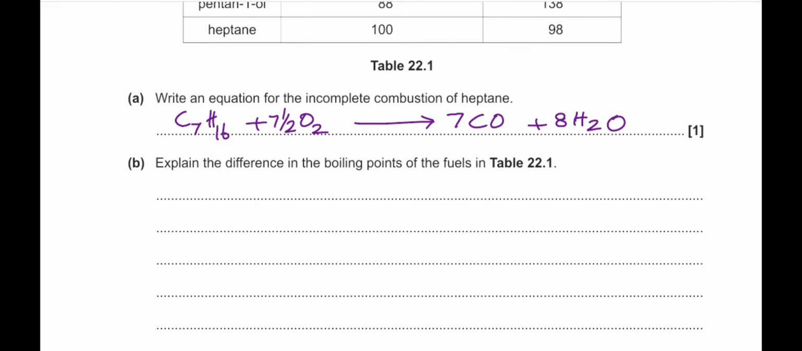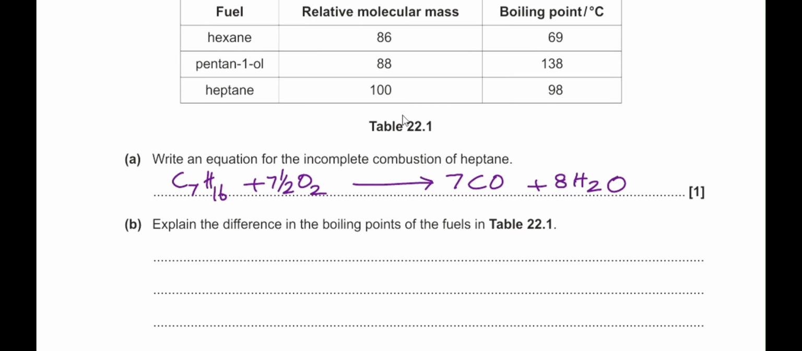Part B. Explain the difference in the boiling points of the fuels in table 22.1. One thing that jumps out of this from the table is pentan-1-ol, where the relative molecular mass is 88, but its boiling point is 138 degrees centigrade. So here we need to explain that pentan-1-ol can create hydrogen bonds between molecules because of the OH group, and hydrogen bonds are stronger than the London forces.